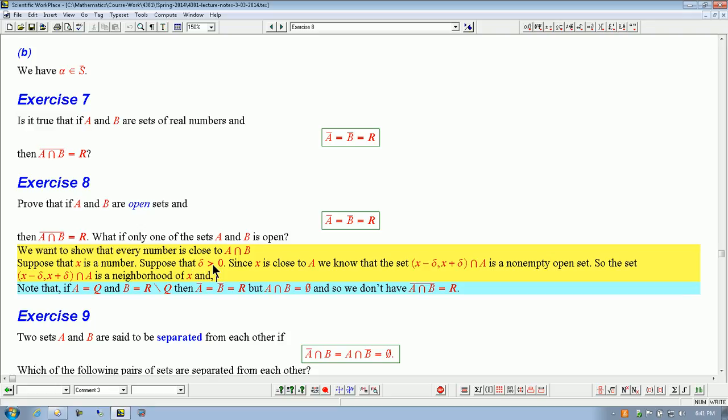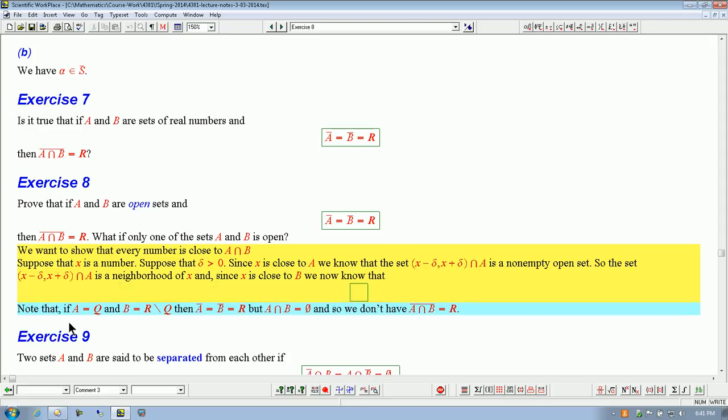Okay. And since x is close to b, we now know that if you take this set and intersect it with b, that's got to be non-empty. I've got a number x that is close to b. And I've got a neighborhood of x. What does that tell me? That neighborhood must intersect with b. So I've just proved that this set intersects with a intersection b. You see?